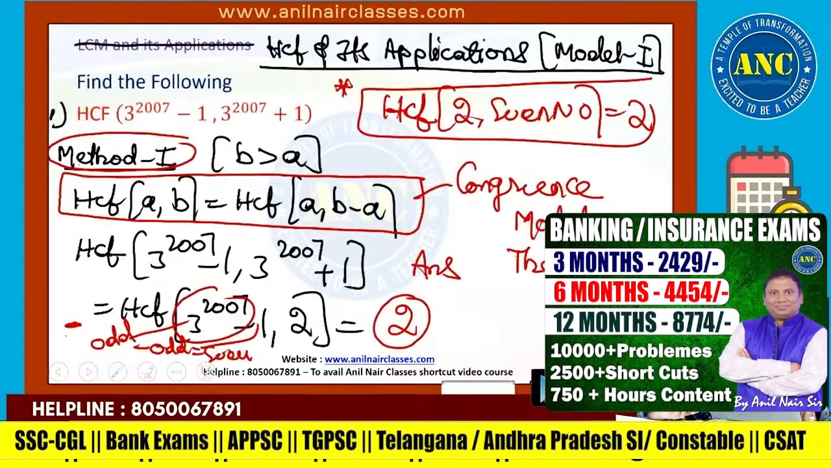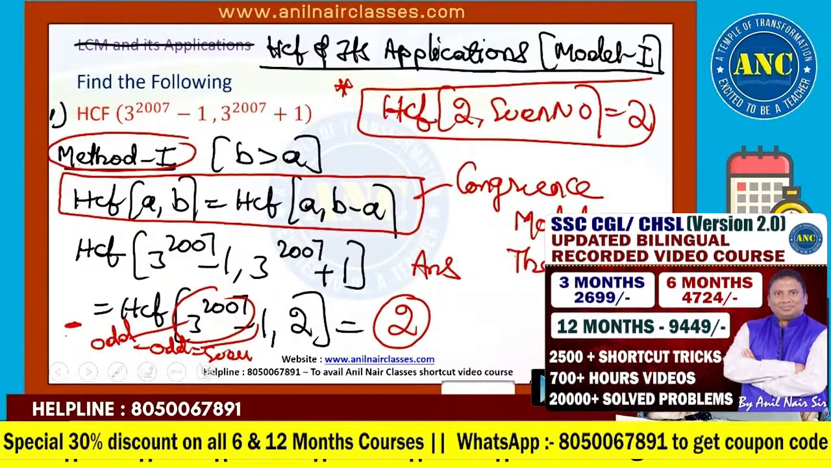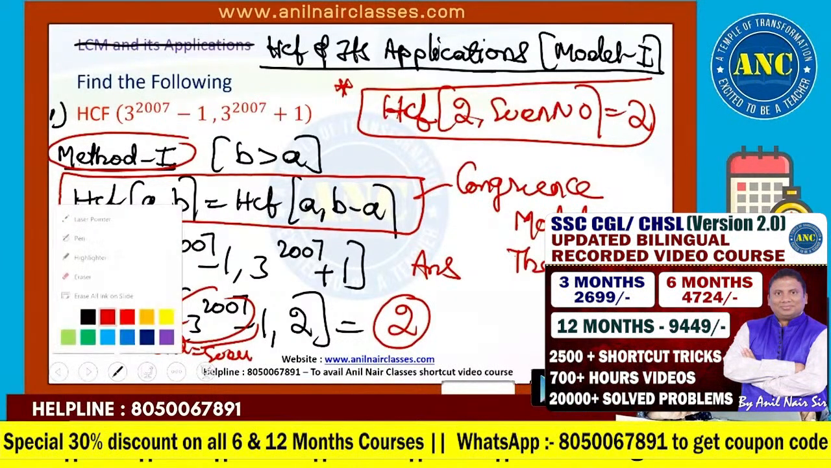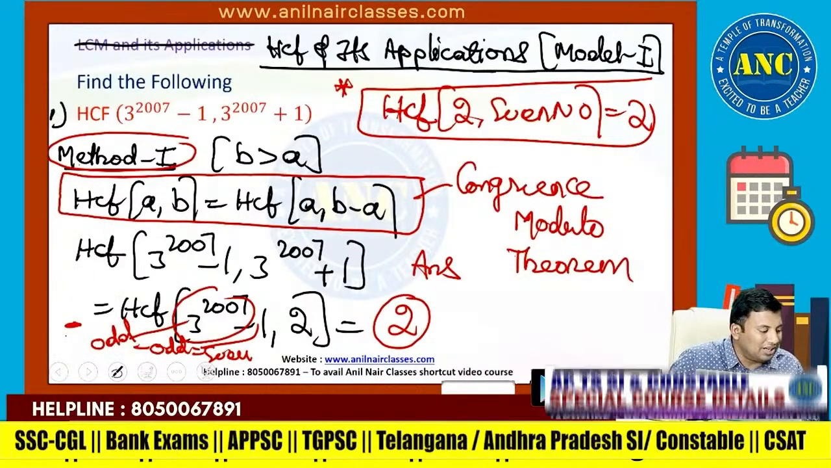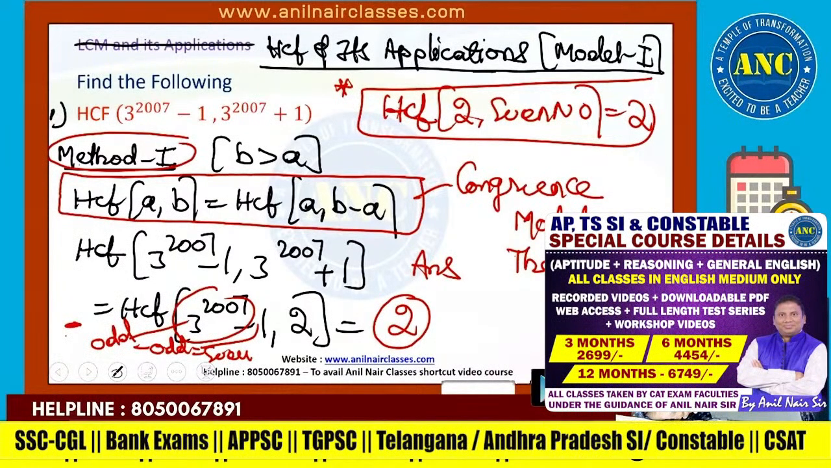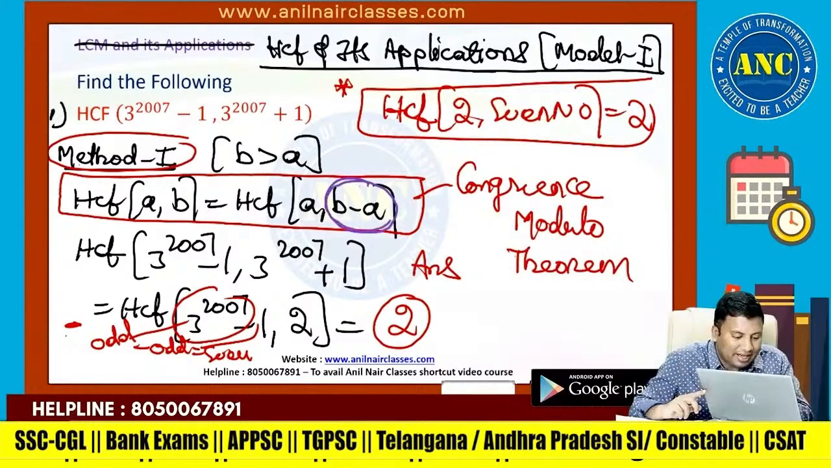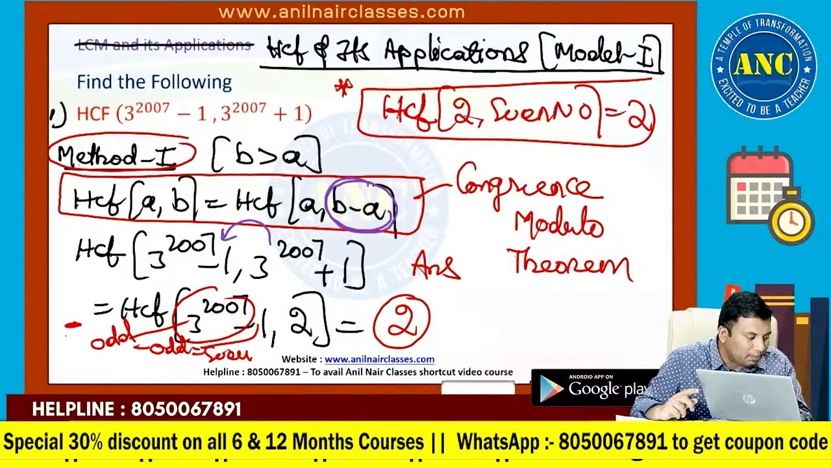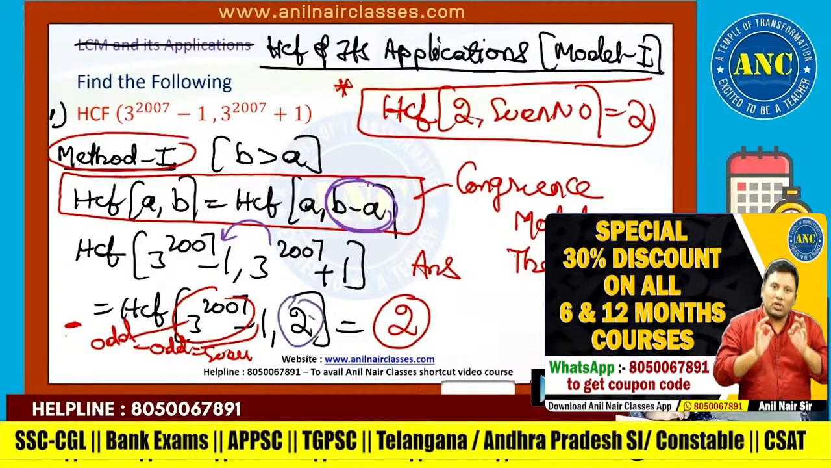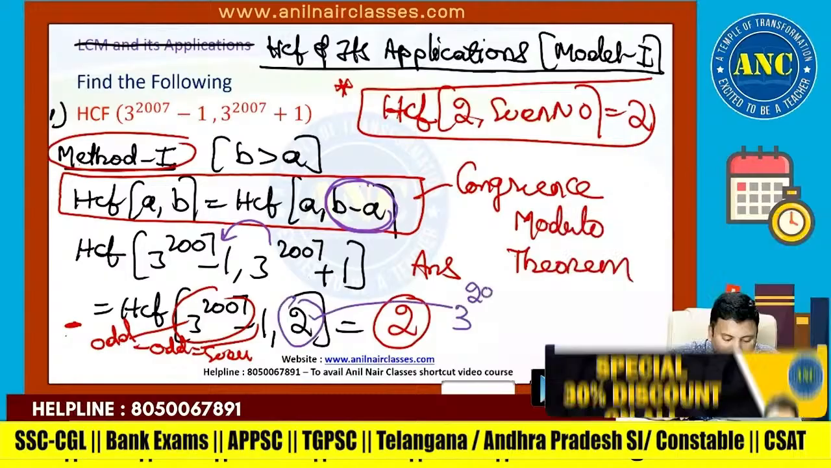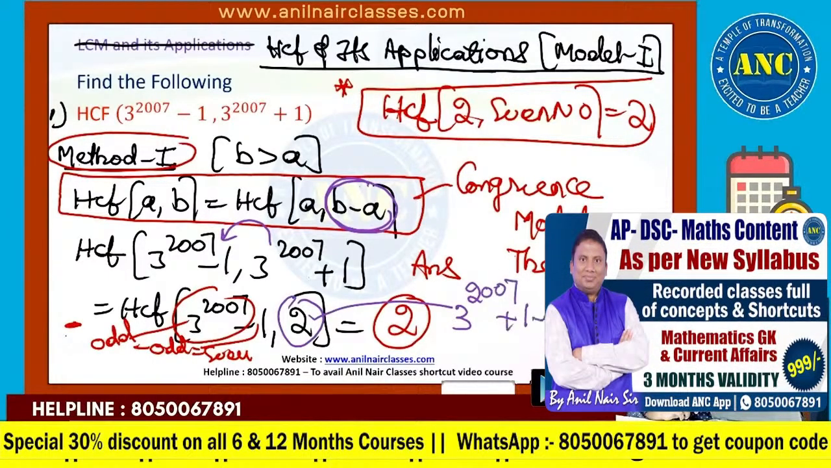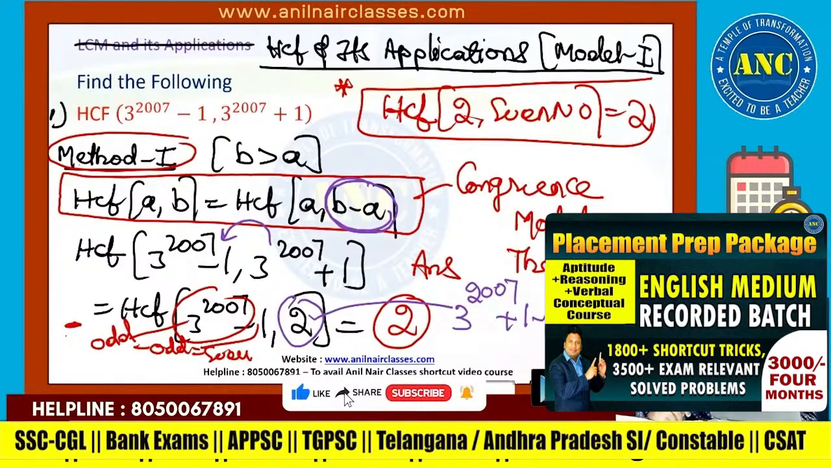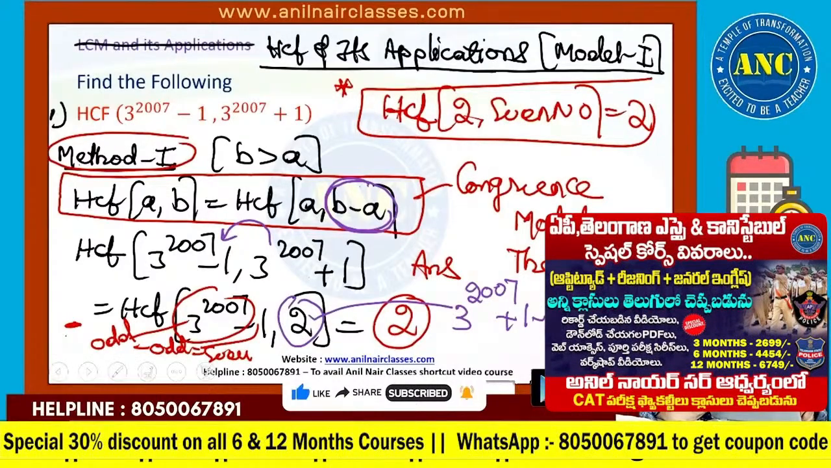Method 2. Kirtana, you are not listening properly. What did I say? It is B minus A. What is B minus A? 3 power 2007 plus 1 minus 3 power 2007 minus 1, which is 2. Is it clear?